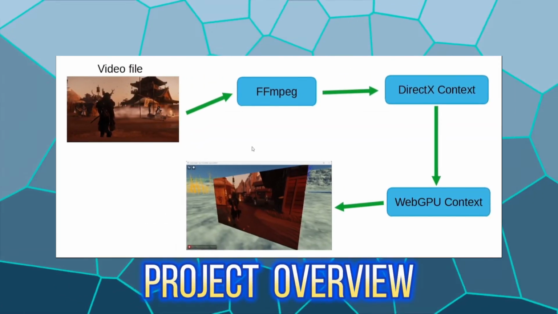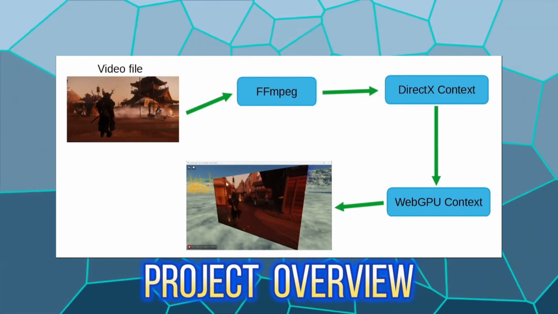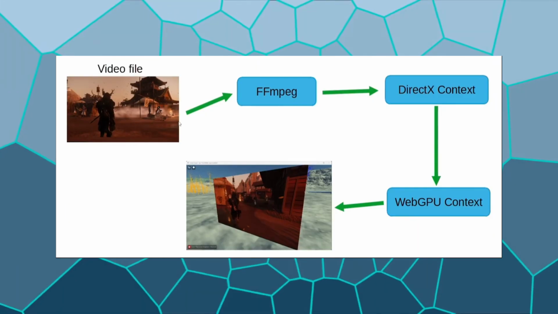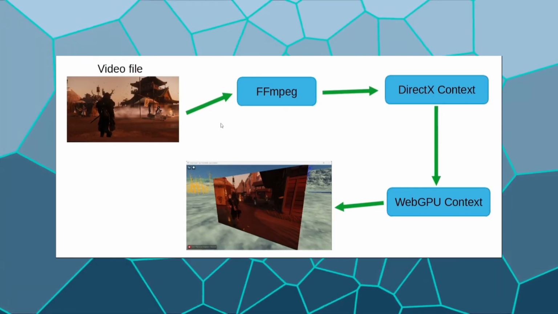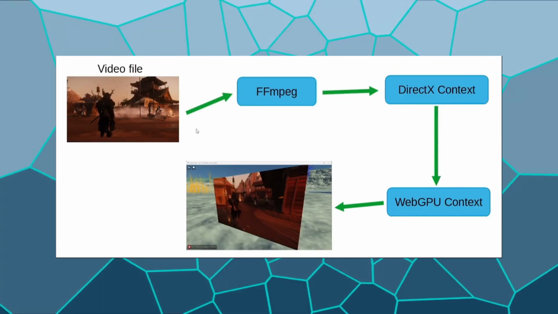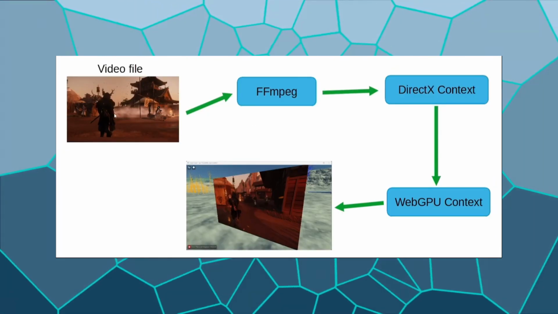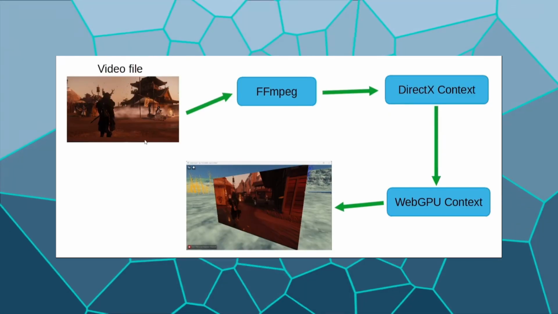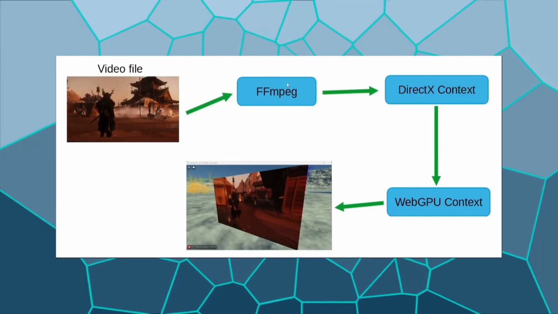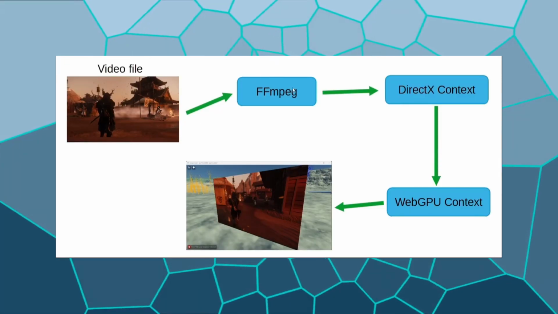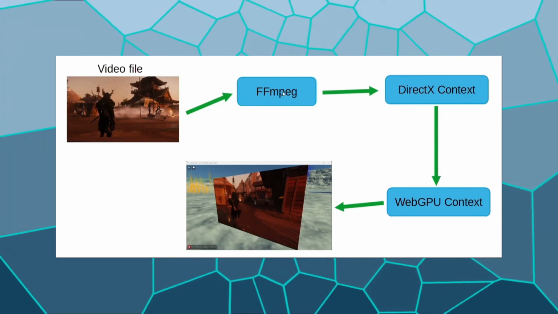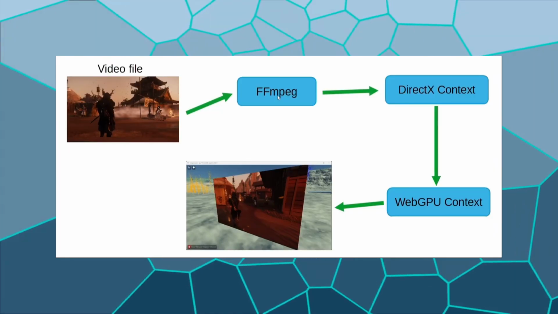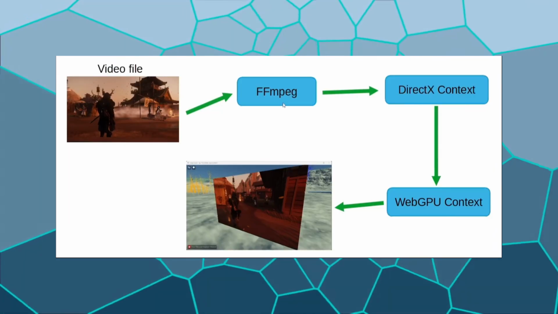Now, how does it work? Let's start with a simplified overview of the design. We start here with a regular video file, which in my case is some gameplay recording, as I mentioned, in MPEG 4 format with X264 encoding. And then we'll be using the FFmpeg library, configuring the decoder in the library to use the hardware acceleration and to produce a video image stream directly on the GPU in a DirectX context.